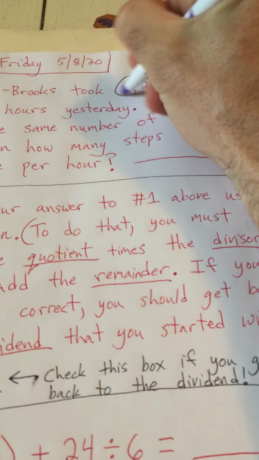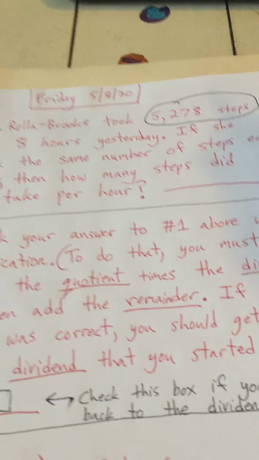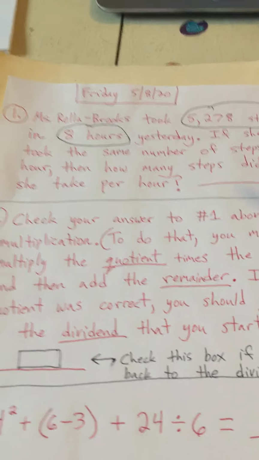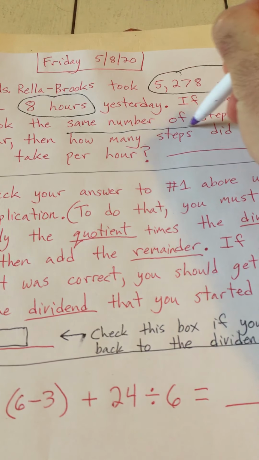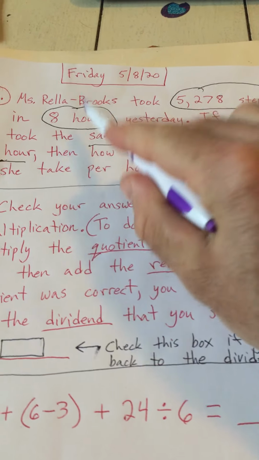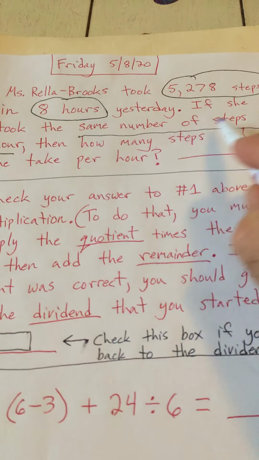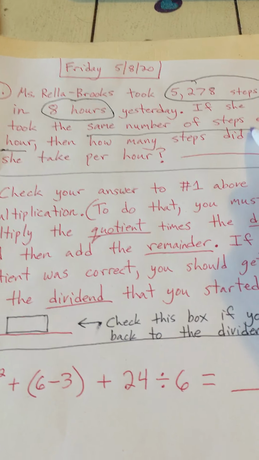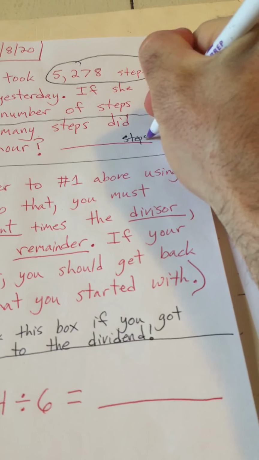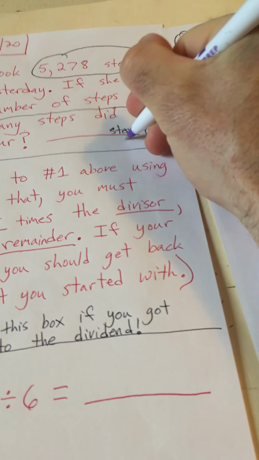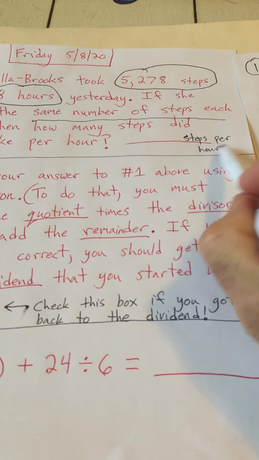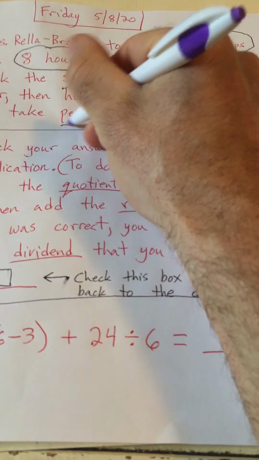Miss Rella Brooks took this many steps, 5,278 steps in 8 hours. She took the same number of steps each hour. So out of these steps, we're making 8 equal groups because she had the same number of steps each hour. Then how many steps did she take per hour? So right now, I'm going to write here steps per hour as my label. That way when I go to give my answer, I'm very clear that it's the number of steps per hour.